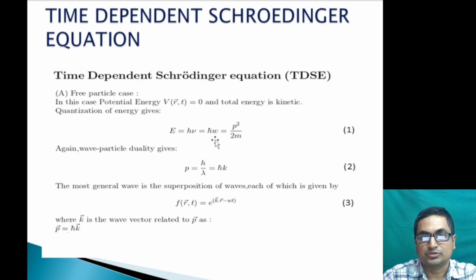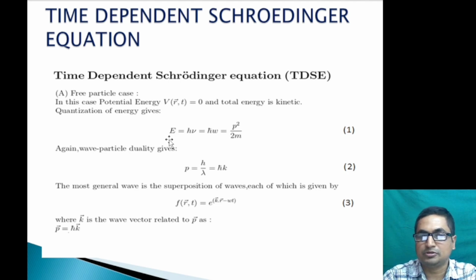What is the time-dependent Schrödinger equation? We take the case of a free particle in order to understand it. A free particle means there is no potential incorporated in it, it simply has kinetic energy. So as you see here, the potential energy is 0, and in that case the total energy is simply kinetic. Basically the Schrödinger equation depends on two things.